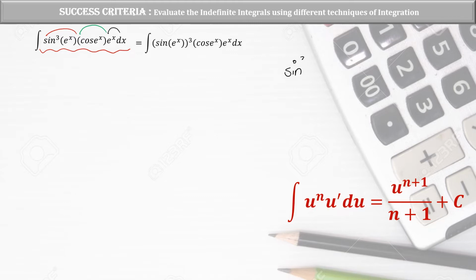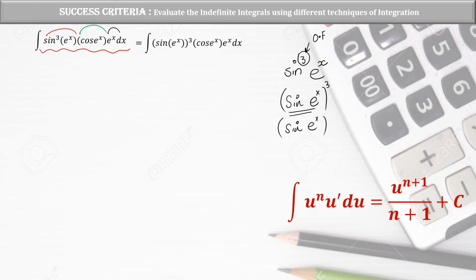The reason is that it has a power and it has an angle, and the angle is also written in exponential form. So for me, sine cube e to the power x is the complex or composite function. If I see that there is a power, the power is always considered the outer function, because this function can be written as sine e to the power x whole cube. So the inner function is sine e to the power x itself.